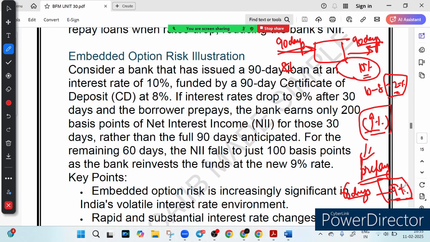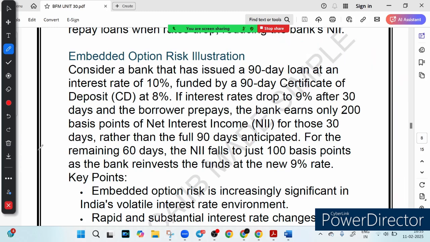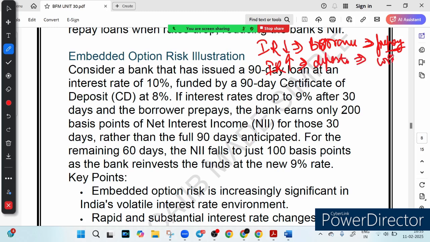So embedded option risk is a big deal, especially in India's volatile interest rate market. You know it very well. I hope this is clear now. So what we learned is that when interest rates drop, the borrower will prepay the loan, so the bank earns less. Second, when interest rates rise, the depositor will withdraw early, so here also the bank pays more.